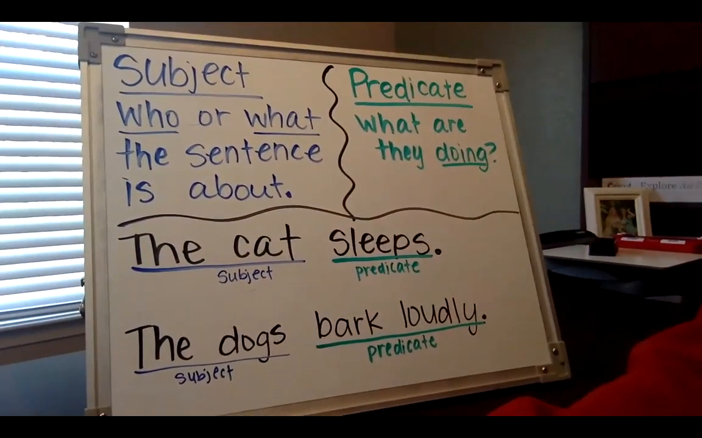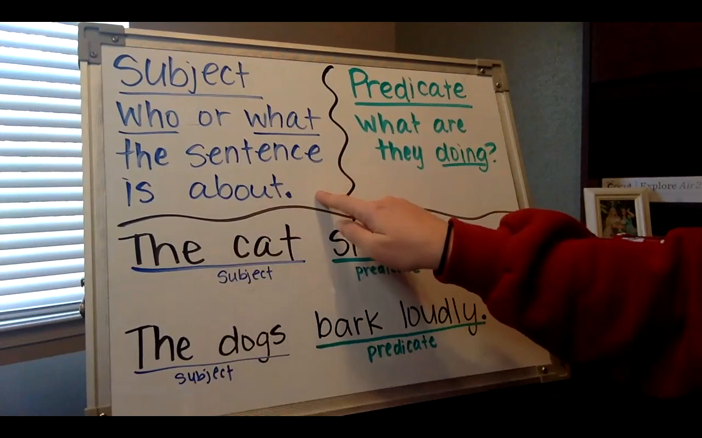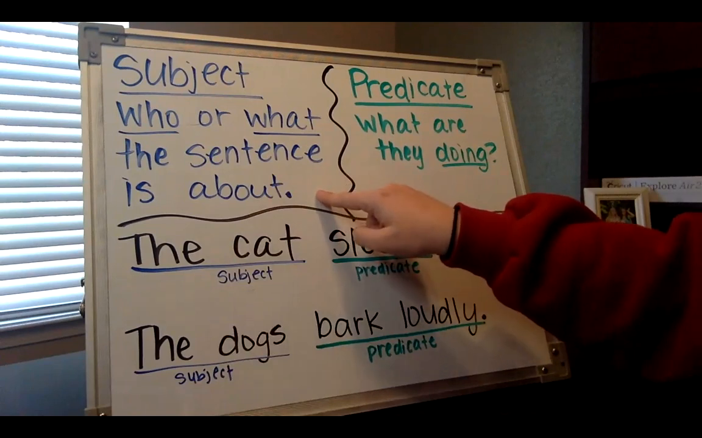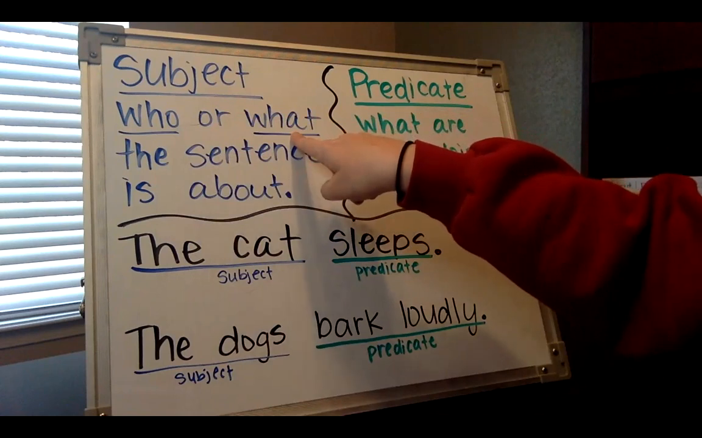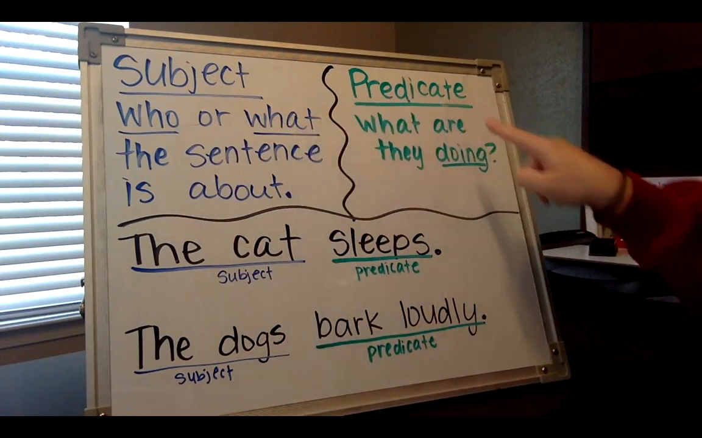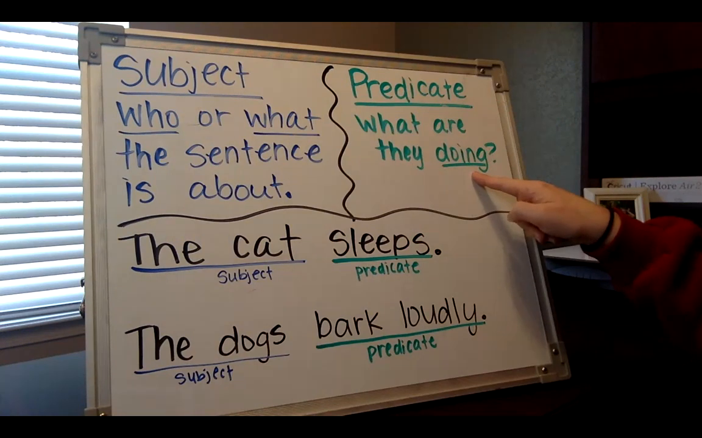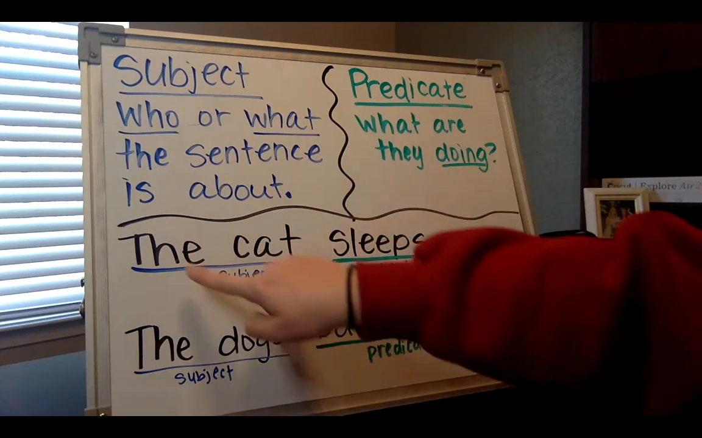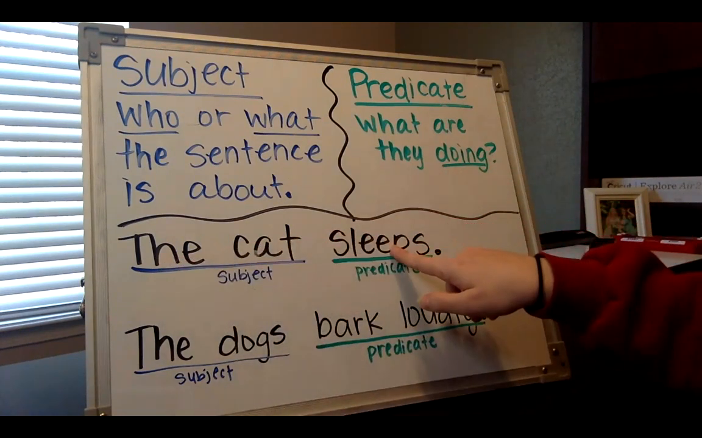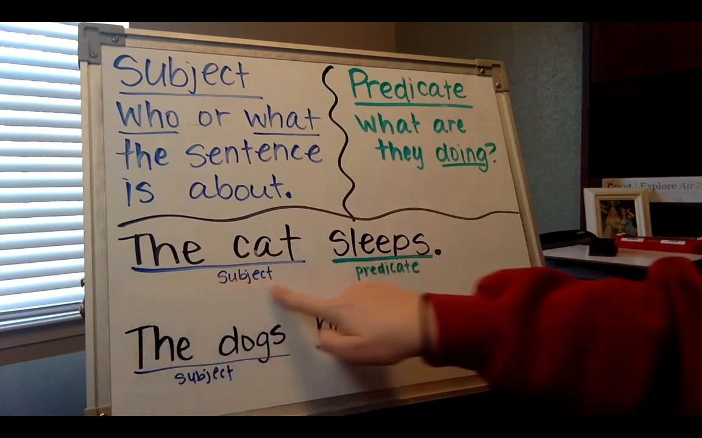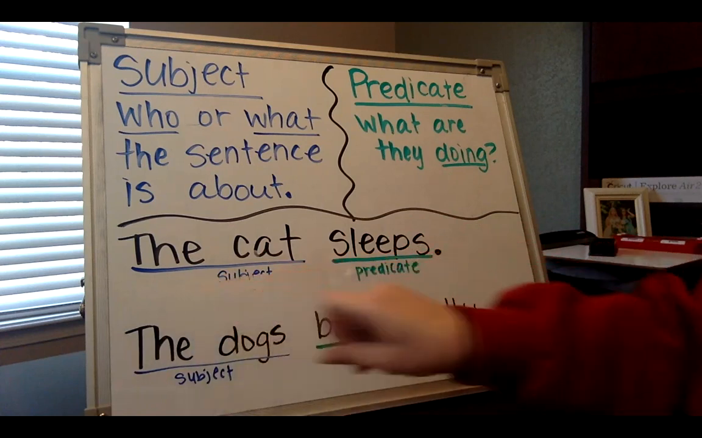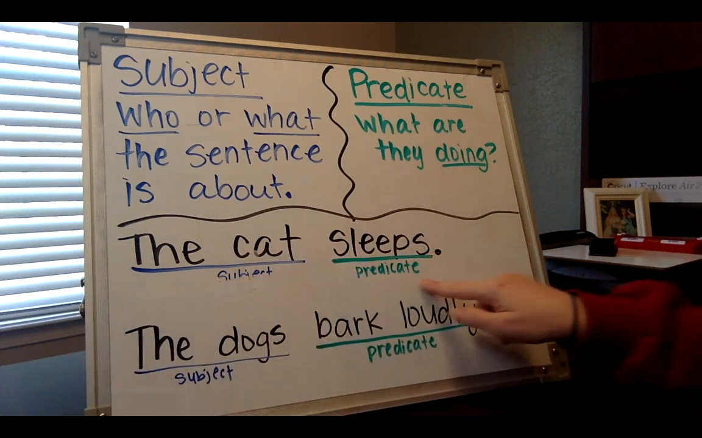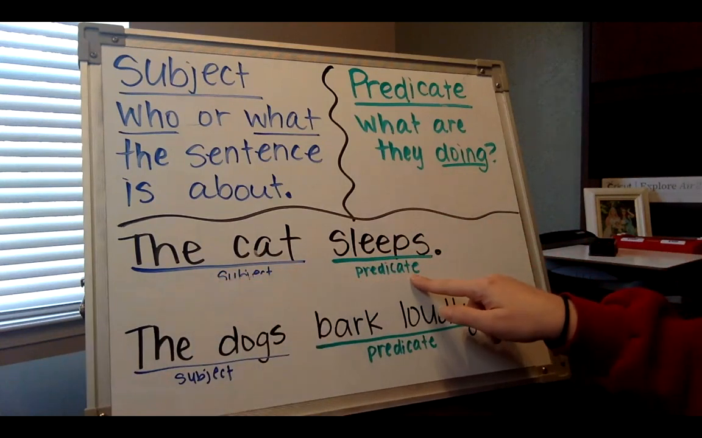And there's a subject and a predicate. If we look, we can remember that the subject of a sentence tells us who or what the sentence is about, and a predicate tells us what they're doing in the sentence. If we look at my first example here, the cat sleeps, we can see that the subject, the cat, tells us who our sentence is about, and the predicate, sleeps, tells us what the cat is doing.